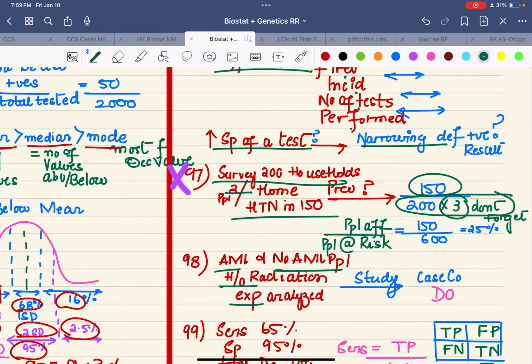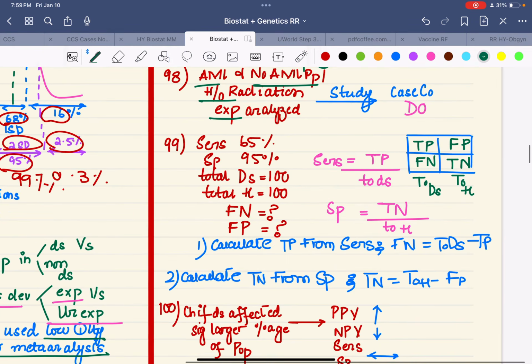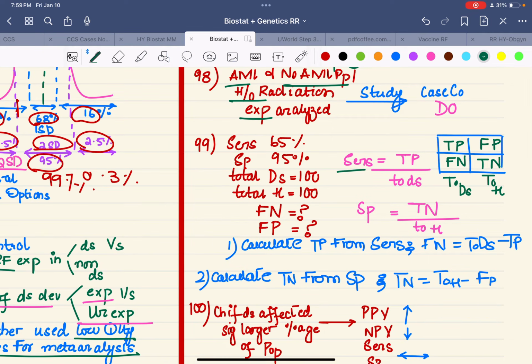So we already know that if we are given sensitivity and the total number of people with disease, we can calculate true positives by multiplying sensitivity by total diseased, and from true positives and total diseased we can calculate false negatives. Similarly, if we are given specificity and the total number of healthy people, then we can calculate true negatives by simply multiplying the specificity by the total number of people who are healthy, right?